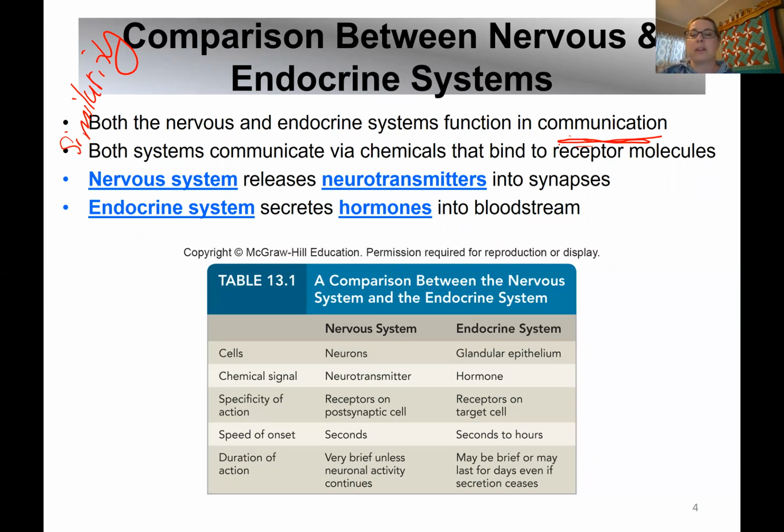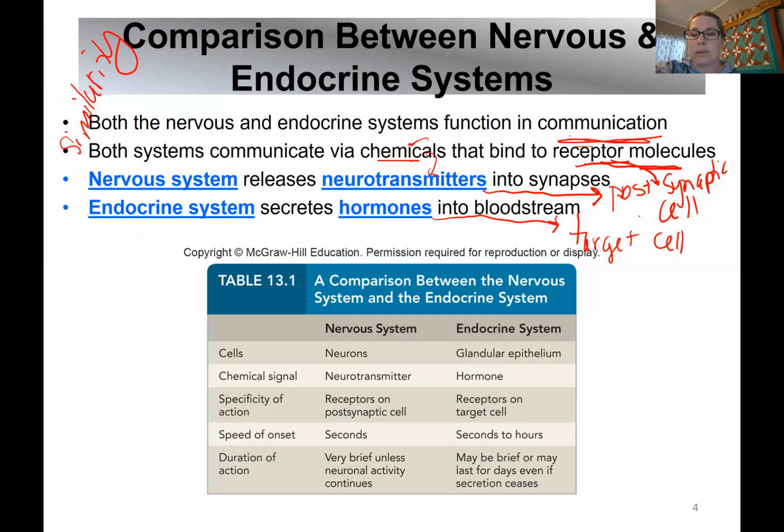Another similarity is that both produce chemicals that bind to receptor molecules. They send a chemical message, and that chemical message is going to be received by a special molecule at the other end. In the nervous system, they're going to release a chemical called a neurotransmitter that's going to affect what we call a postsynaptic cell. The receptor molecules are going to be on that postsynaptic cell. In the endocrine system, hormones are going to travel through the bloodstream to a target cell, and the receptor molecule on the target cell is going to detect that hormone.